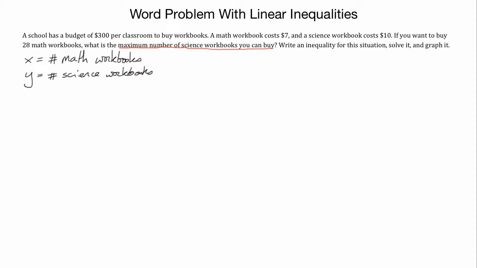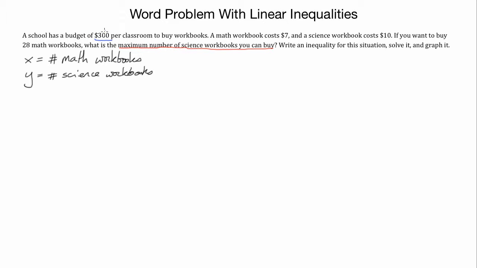Let's look at the key information, underline it, figure out what we got going on here. A school has a budget of $300 per classroom. So what does that mean? Well, budget means that's how much money we're given. I can spend up to $300. I could spend less. That might make somebody happy, right, to not maximize the whole budget. But it basically means I can spend anywhere up to a maximum value of $300. I can't spend over that.